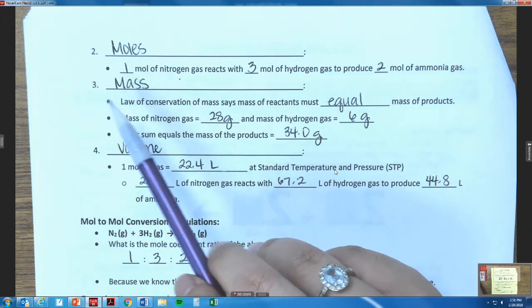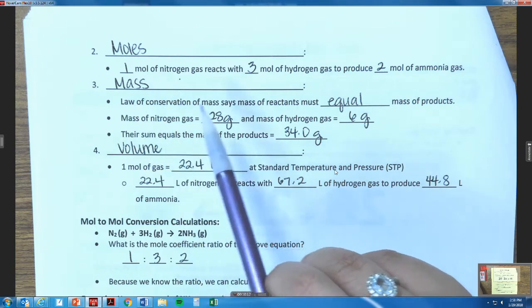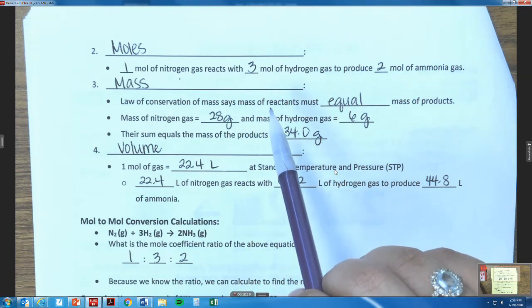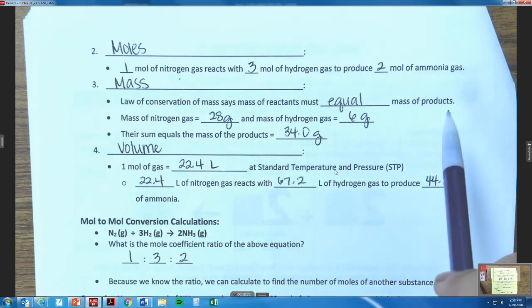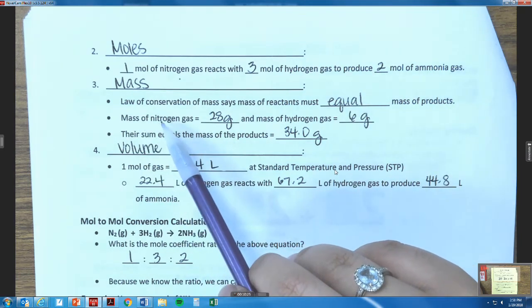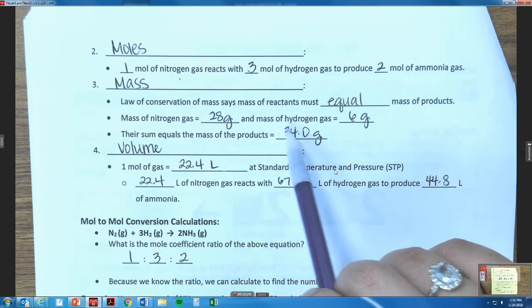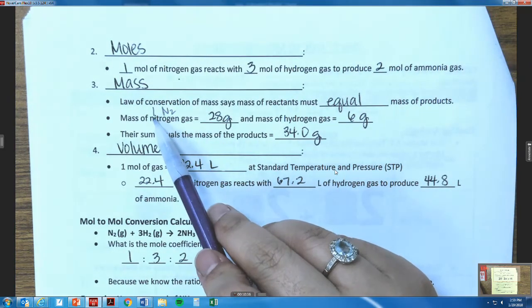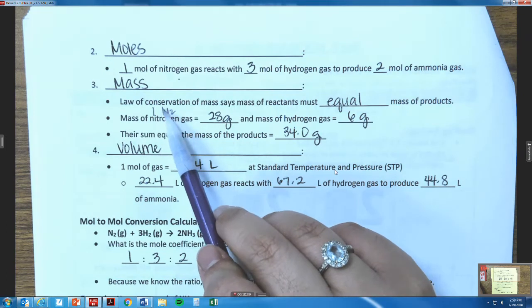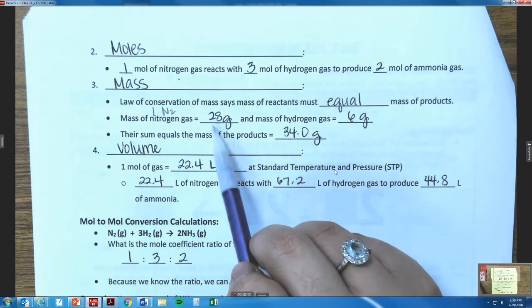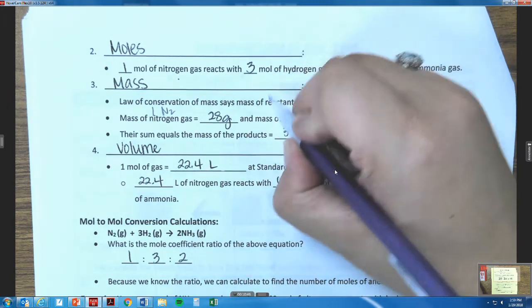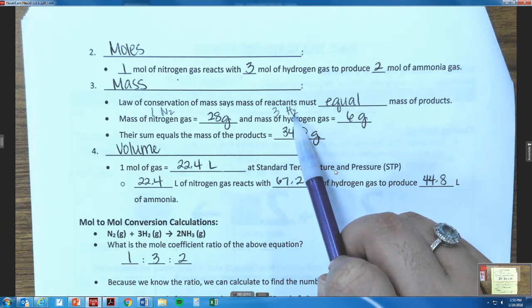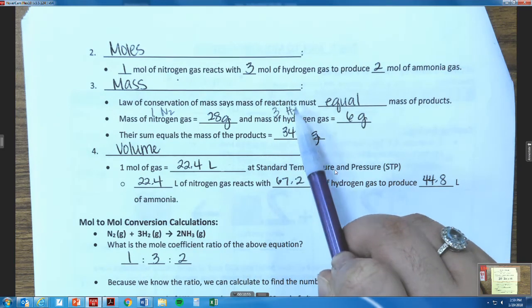Third on our mole map is mass. We have the law of conservation of mass, remember, that was from our last unit, which says that the mass of our reactants must equal the mass of our products. If our reactants are nitrogen gas and hydrogen gas, we have 1 mole of nitrogen gas. Nitrogen is 14 grams, so times 2, that's 28. Hydrogen gas, we have 3 moles. Hydrogen weighs 1 gram, but we have 3 moles times 2, so that's 6.